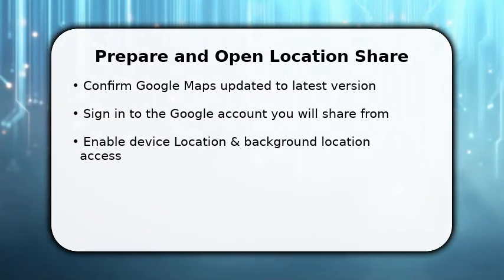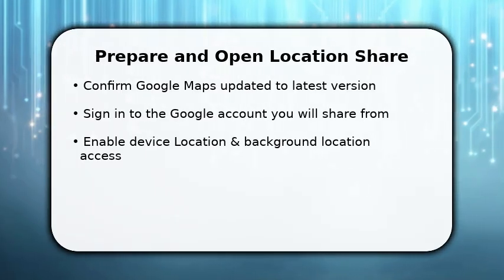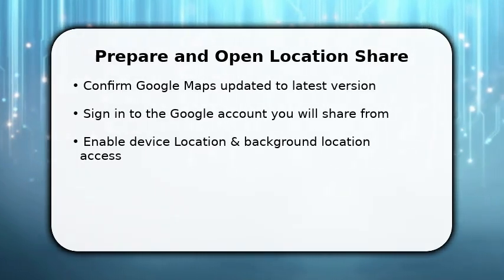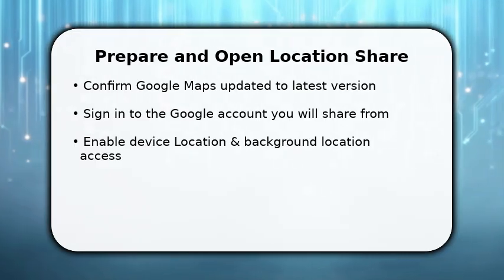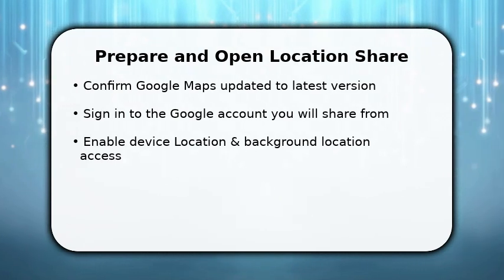Once done, tap your profile picture, select Location Sharing, and then choose Share Location. You're beginning the live share flow. This step connects app permissions with account context, so the next choices apply correctly and immediately.